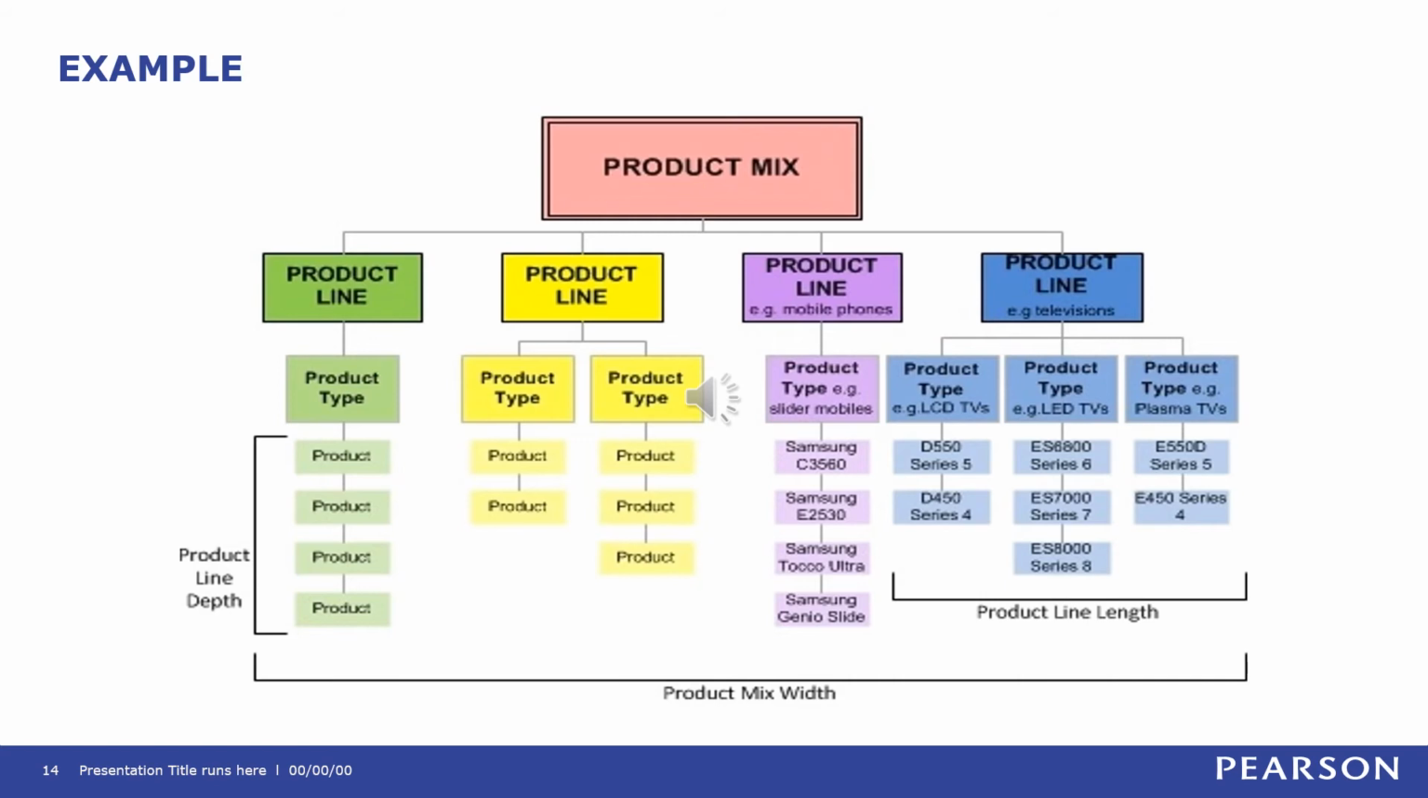So it's a combination, and the product line and product mix is a combination based on what the company carries in terms of product lines. On each product line, it has its own product types, and the product type may produce its own models, which differ from one another.